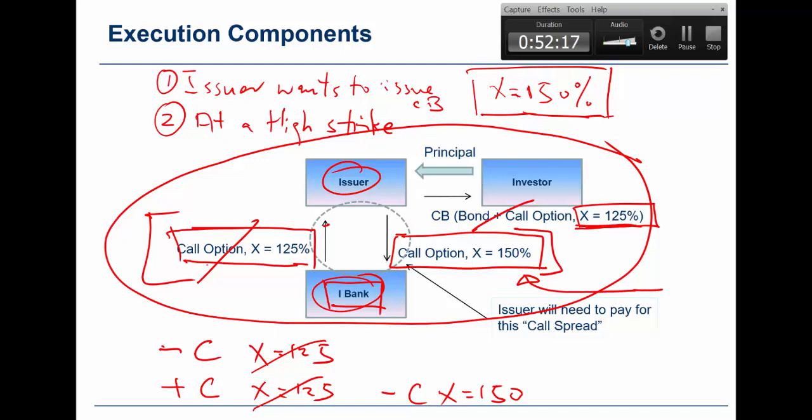All right. Maybe you're wondering, why don't you just go out there and issue a CB with a conversion of 150? Well, as I told you, you just can't, because no one will be interested to buy that.